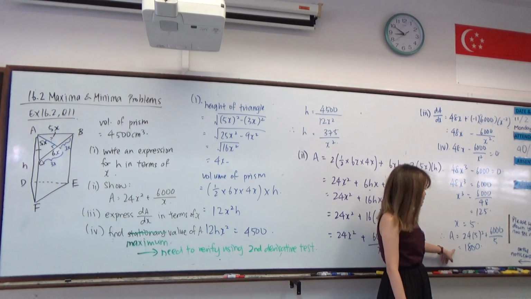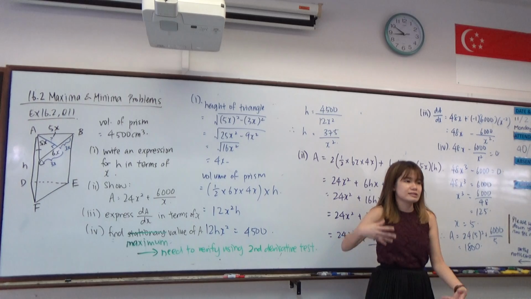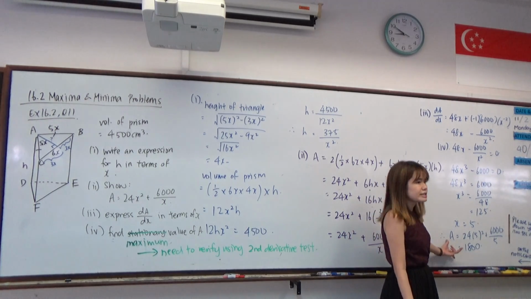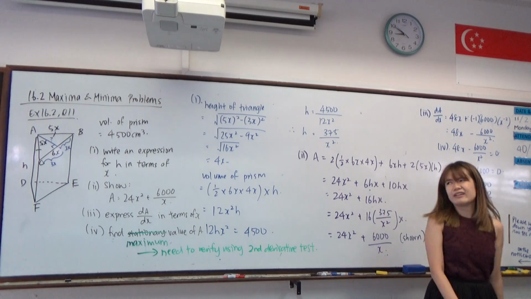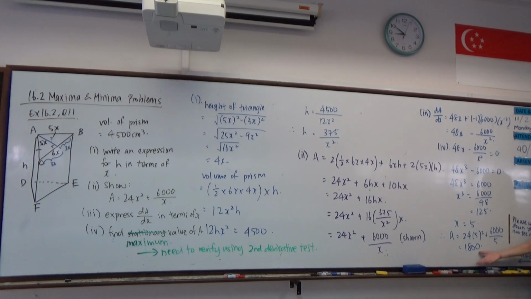What does this value mean? It means that because we don't have the max, we don't know whether it's a maximum or minimum, so it's just a stationary value. It could be a maximum or minimum. I doubt that it will be a point of inflection, it doesn't make much sense. Alright, any questions? This could be a maximum area or minimum area for you to have the same volume, 4,500, with that particular shape. Understand? Any questions?